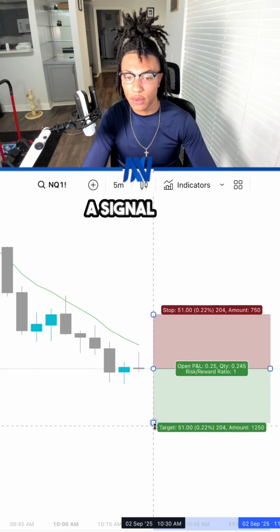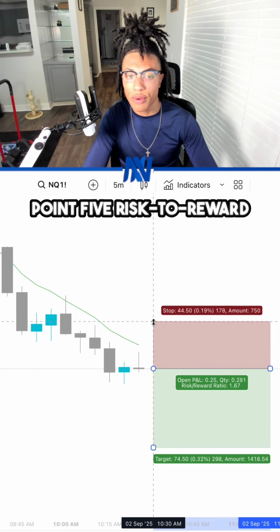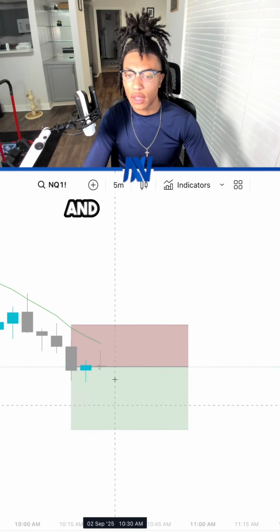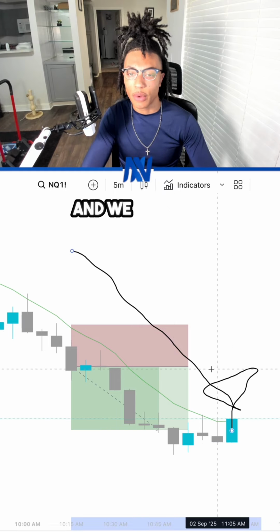And since we have a signal that we can get into a trade, all we're going to do is just target a nice 1 to 1.5 risk to reward ratio. And we're just going to let the trade play out. And as we can see, price continued to the downside and continued to respect that 8 EMA. And we ended up taking profits.